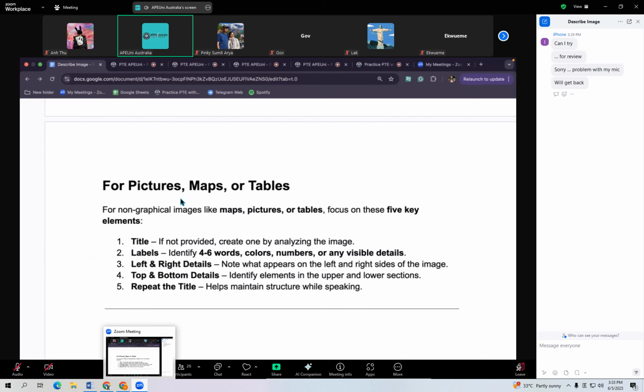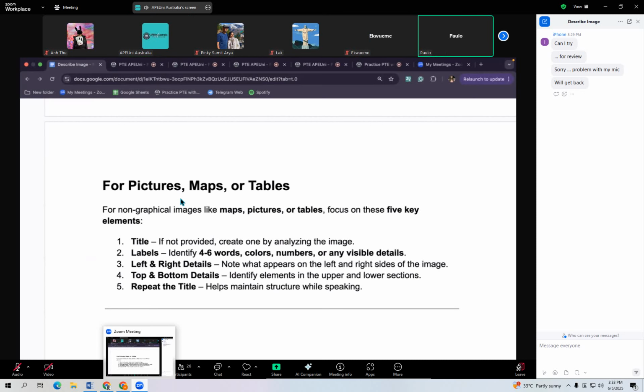So, what we have to do is, if we are getting a map or a picture, first we will talk about the title. The system remains the same. If the title is given, you say the same as what's given. If the title is not given to you, then you create a title by looking at the image itself. You see what type of image this is, what other things you can see, and then you create a title on your own.